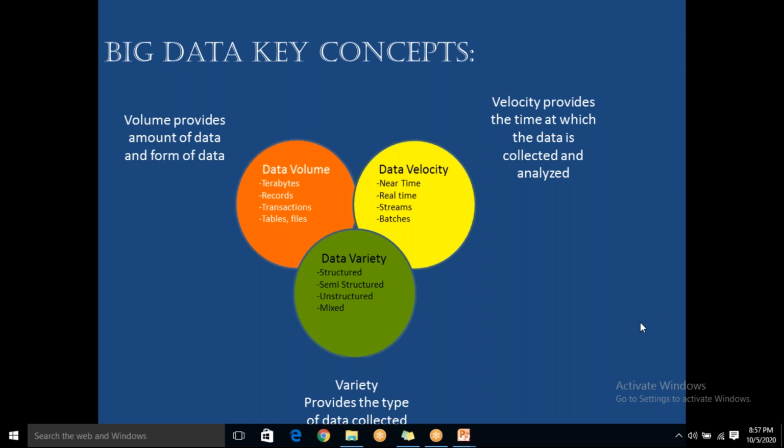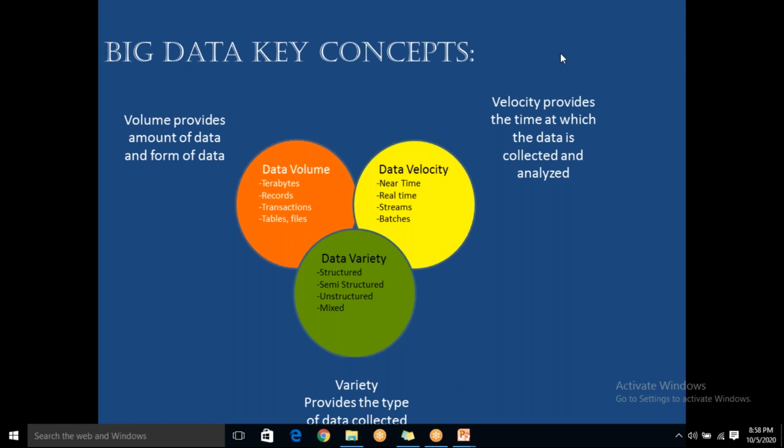What I'm not able to understand. What you are not able to understand? This near time under data velocity. What is the near time? Near time means you're not processing immediately. It's kind of a batch, but you can say near real time, you can also say it as a batch. But what is the difference between near real time and batch?